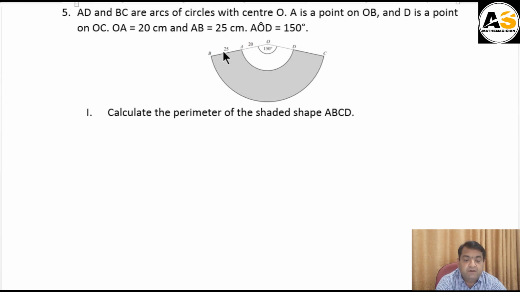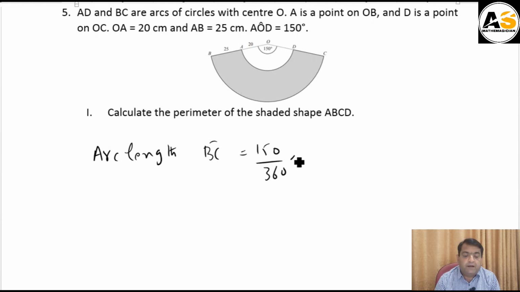This is 25. This is also 25. This is the arc length BC. This is the arc length AD. Central angle is 150. For arc length BC, radius is 45. For arc length AB, radius is 20. So, first of all, I will calculate arc length BC. This will be 150 over 360 into 2 pi r. R is 45.